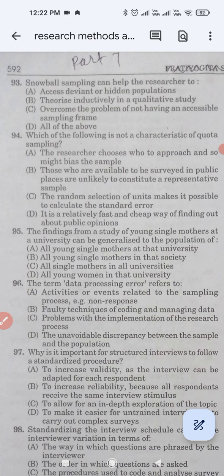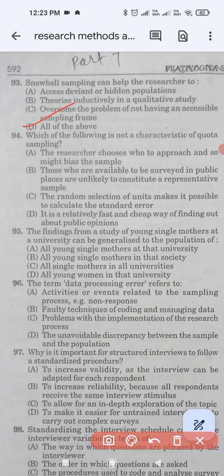Question number 93. Snowball sampling can help the researchers to: Option A, access deviant or hidden population. Option B, theorize inductively in qualitative study. Option C, overcome the problem of not having an accessible sampling frame. And option D, all of the above. So the correct answer of this question is all of the above, that is A, B, C all are correct. So option D is the correct answer.